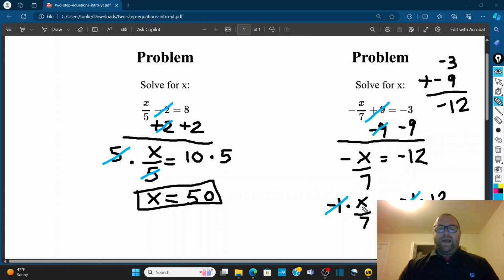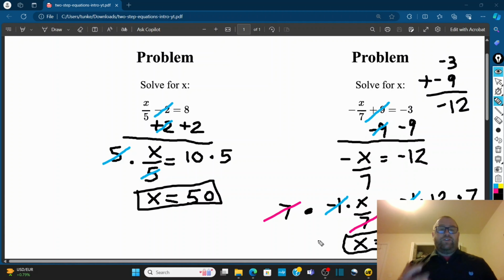Okay. Now x is being divided by 7, so to undo that division, I'm going to multiply this side by 7, and I'll have to do that to this side as well. So 12 times 7. On the left-hand side, the 7s will cancel, and then we're left with x equals 12 times 7, which is 84. So x equals 84 here.